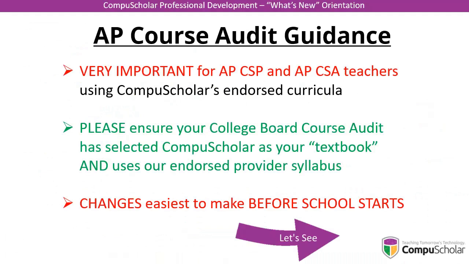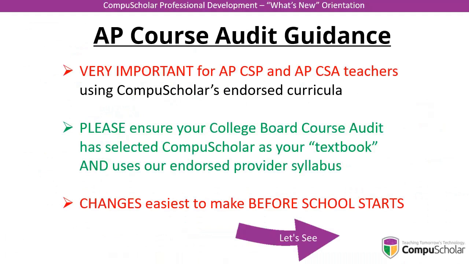So after extensive conversations with the College Board, that seems to be the only way that you can actually make changes to an existing audit if you have to select a different textbook or a different syllabus. So you actually have to delete your existing audit and start over with a new audit. So it's just as easy as starting the audit from scratch. It should take you about 10 or 15 minutes. And the only caveat there, of course, we recommend you do this before school starts, because if you delete your course audit, that might impact your access to AP Classroom.